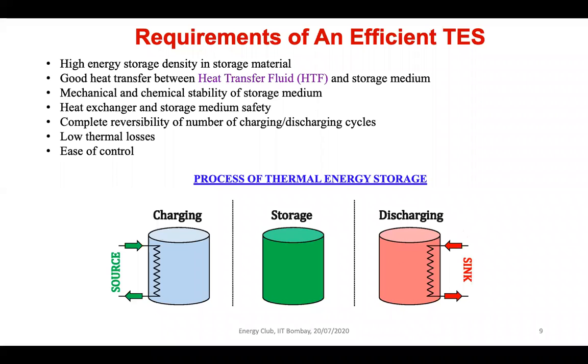Like if you think that one cycle is for one day, then you understand that 20,000 days you want to operate this. So yeah, there should be chemical and mechanical stability of the storage. And the next one is the reversibility of this material. Like you want to store it and then you want to extract it, so the material should be stable.